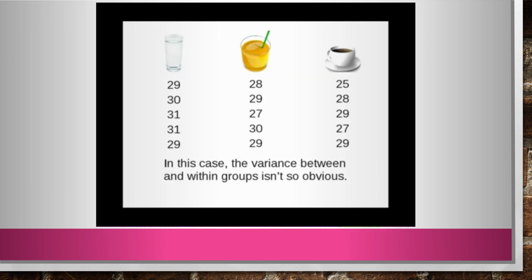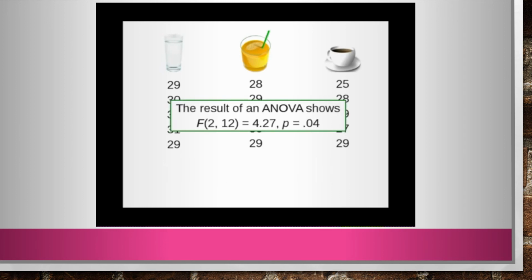In the examples, it was obvious where the variance was. Now look at these numbers. You probably can't tell if there's a significant effect because it's not clear whether there's more variance within groups or between groups, or how much. The calculations show that the ratio is 4.27, which has a probability of 0.04. So in this case, you can reject the null hypothesis. With these numbers, the drink you give the people does have an effect on their reaction time.